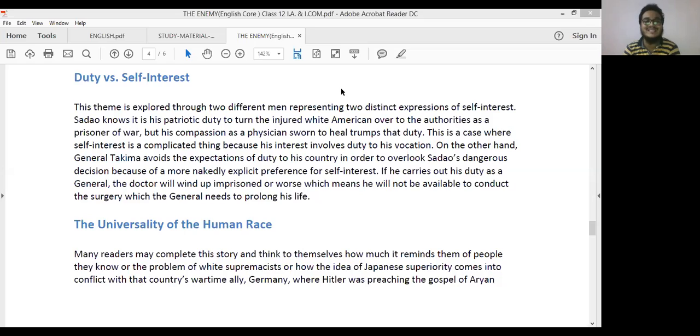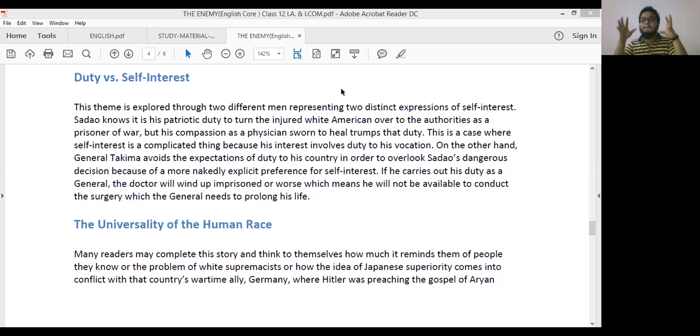Sadao knows it is his patriotic duty to turn the injured white American over to the authorities as a prisoner of war. Getting my point? It is his patriotic duty. Being a national, being a Japanese, his duty is to hand over the American to the police of Japan. But what happened here? His compassion as a physician triumphs over that duty.